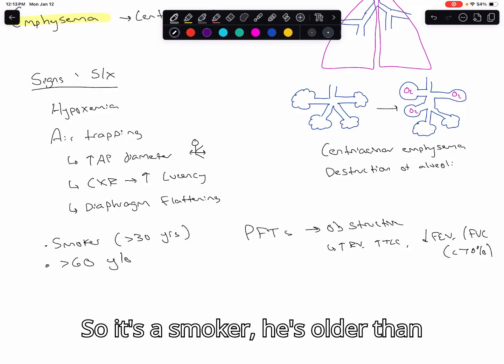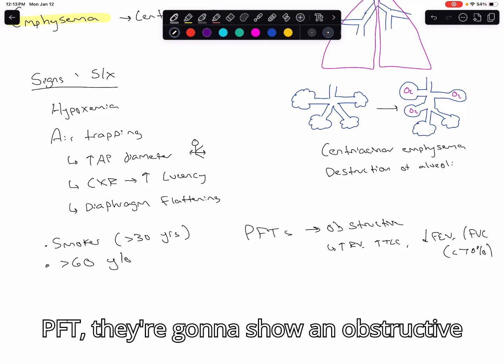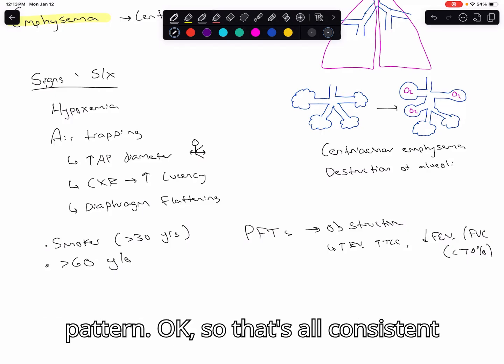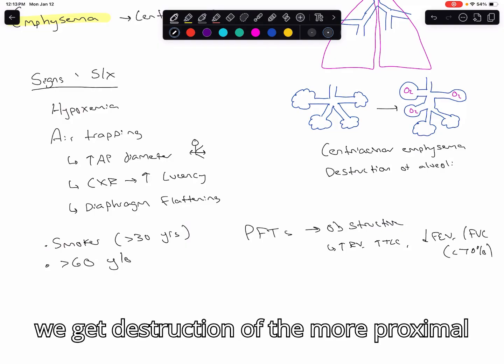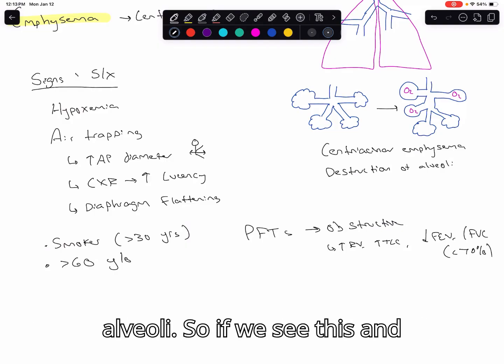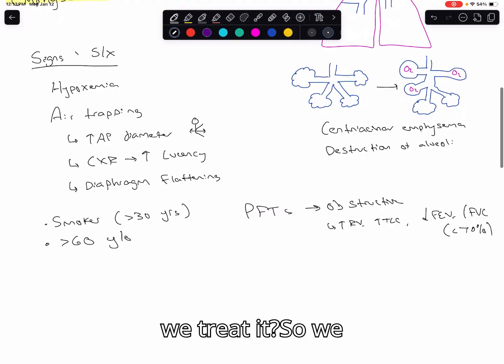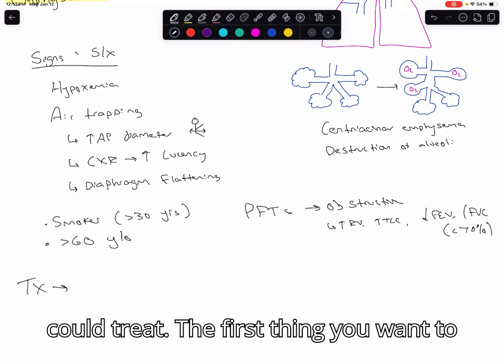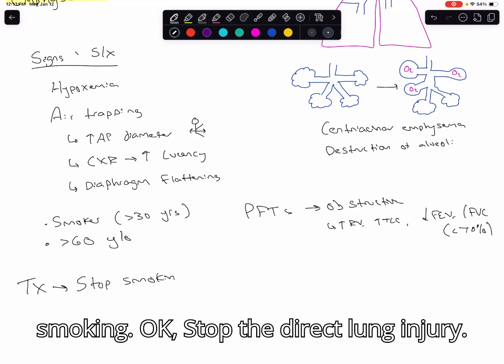So it's a smoker. He's older, been smoking a long time. If we did PFTs, they're going to show an obstructive pattern, okay? So that's all consistent with a centroacinar emphysema. We get destruction of the more proximal alveoli. So if we see this and we can diagnose this, then how would we treat it? The first thing you want to tell your patient to do is to stop smoking, okay? Stop the direct lung injury.